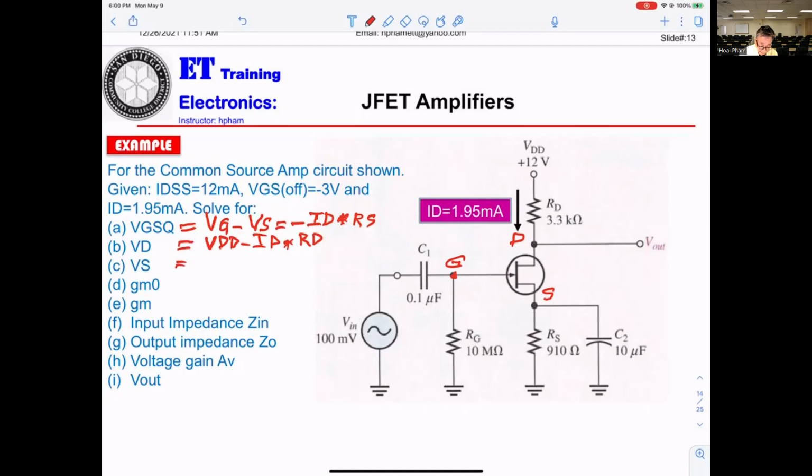VS equal ID times RF, GM0. I believe they will be 2 times IDSS, divide absolute value VGS of.